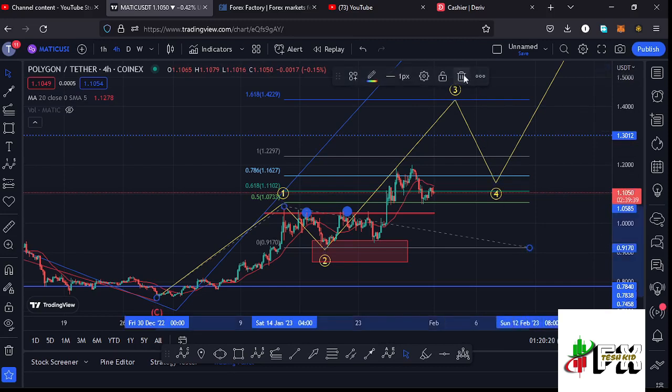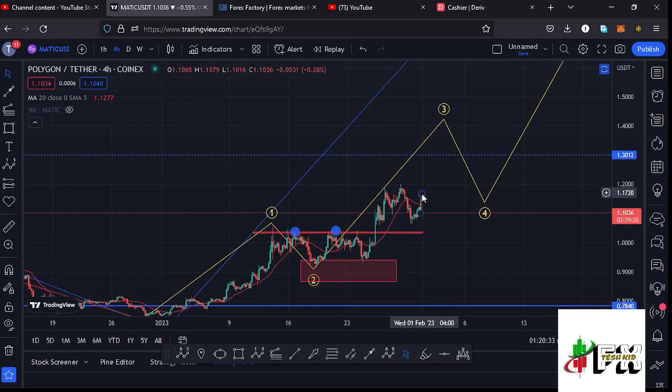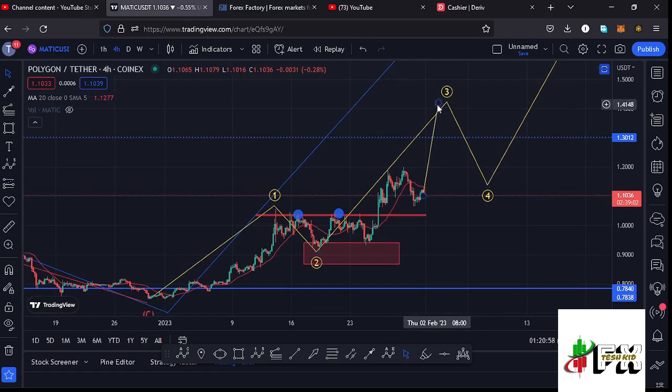And for that move to play out, we need to continue holding above the key area of support at around the $1.05 mark. We also need to see another bounce to the upside, give us a break above the 20-day MA for us to have the support that we need to continue pushing even higher, and also manage to break above the $1.3 mark, which is also acting as a key area of resistance here on the charts. And once that move plays out, then we can continue pushing even higher to fully maximize our target area at around the $1.41 mark in the formation of this wave 3 to the upside. That is the very first possible scenario that I'm expecting to play out here on the Polygon Matic chart.